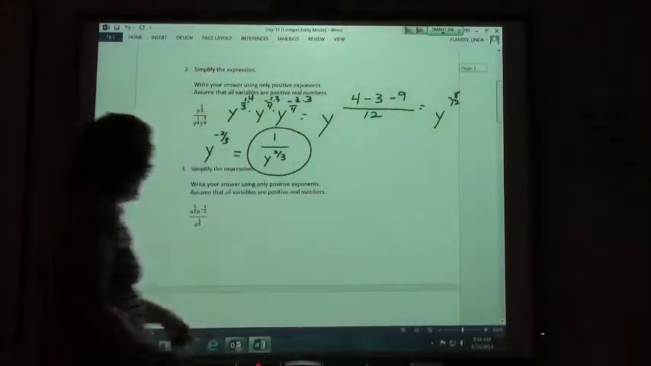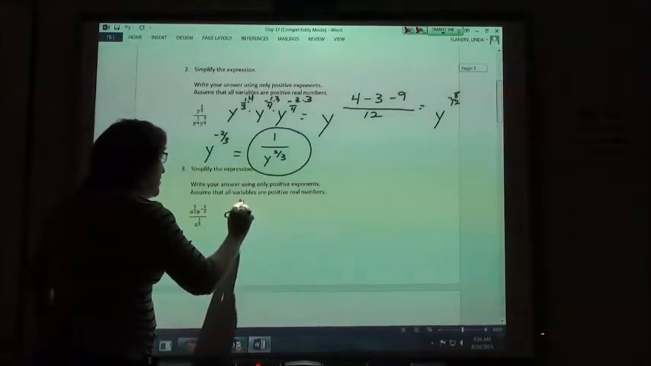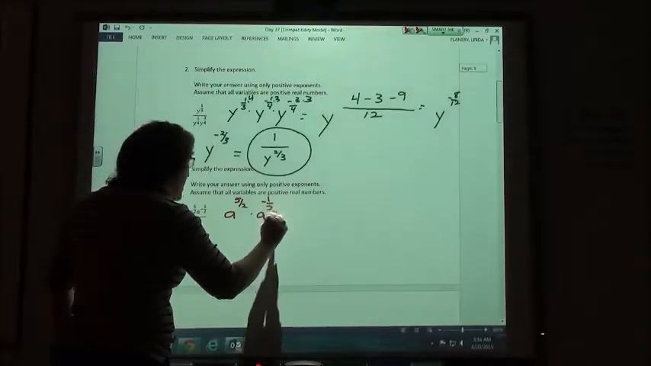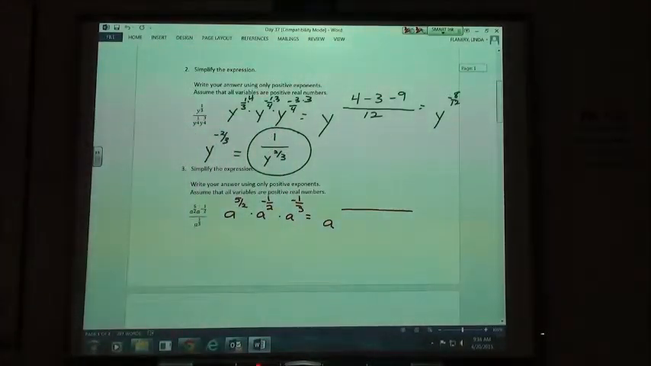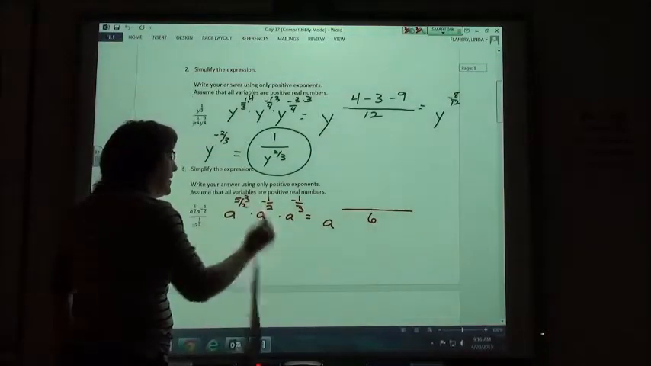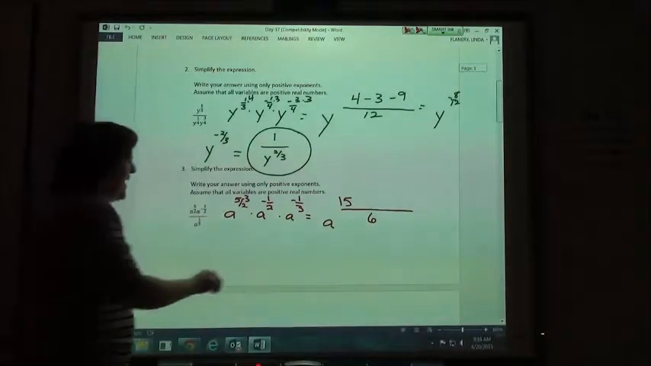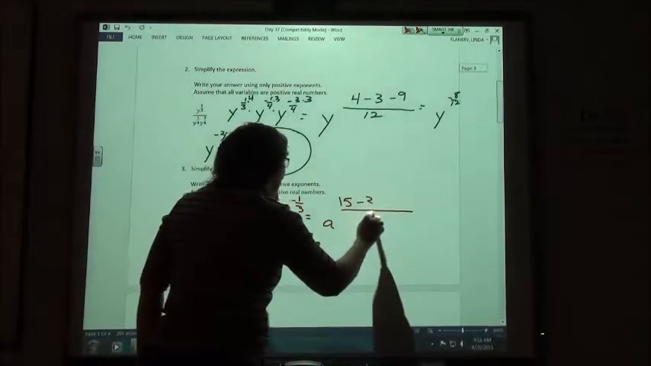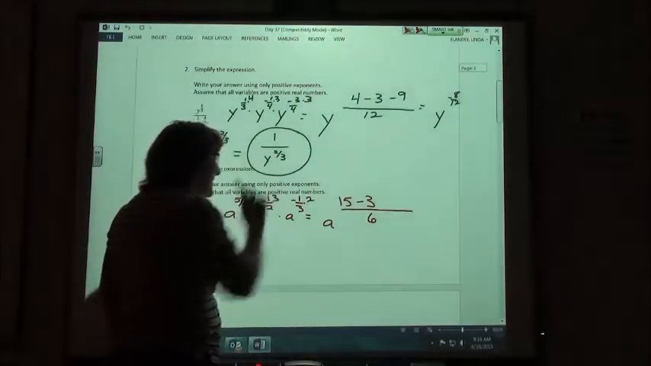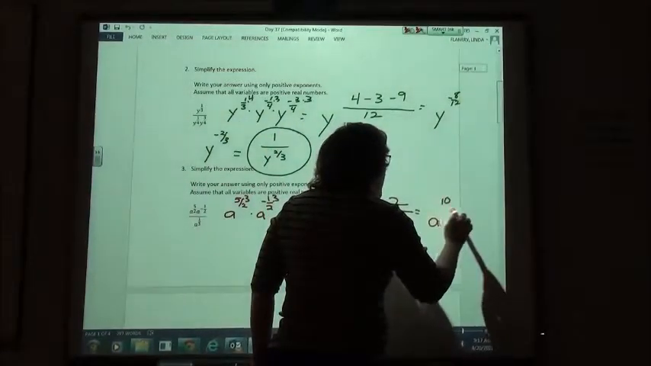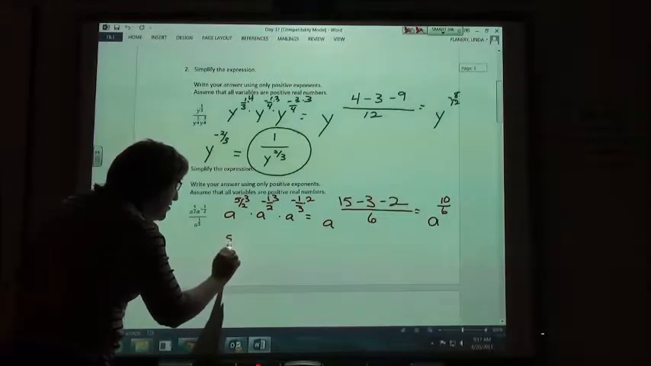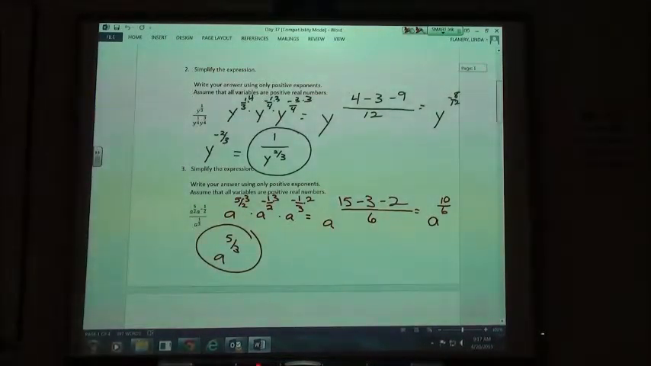Third one, same kind of thing. I'm going to move that up from the denominator. So I'm going to have a to the 5/2 times a to the negative 1/2 times a to the negative 1/3. And so my common denominator there would be 6. 2 goes into 6 3 times, 3 times 5 is 15. 2 goes into 6 again, 3 times negative 1 is negative 3. And 3 goes into 6 2 times, 2 times negative 1 is negative 2. And so 15 minus 3 minus 2 gives me 10/6, which I can reduce down to 5/3. So a to the 5/3 is going to be my answer since it has a positive exponent.